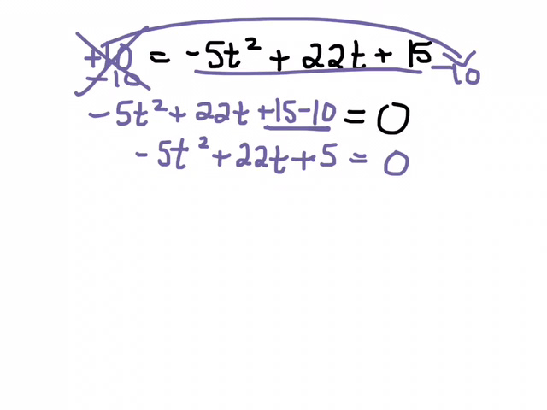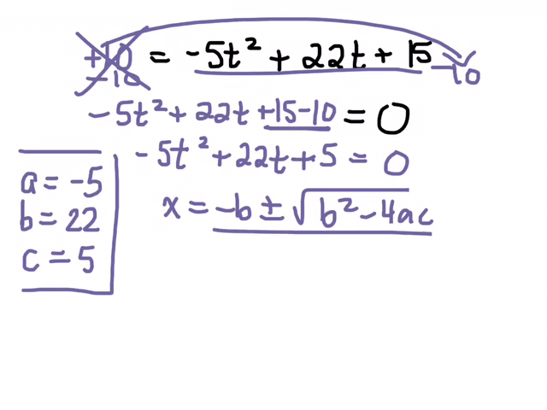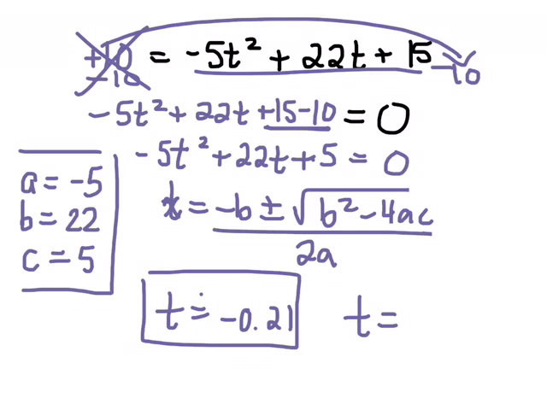Okay, so we're going to use the quadratic formula because we're solving for t, which is our x values. A is equal to negative 5. B is equal to 22, C equals 5. Plug it into the quadratic formula, and tell me what the x, or in this case t, is equal to. Once we plug in the values, we get negative 0.21, rounded to 2 decimal places. And what was the other value of t? 4.61. We rounded it off.